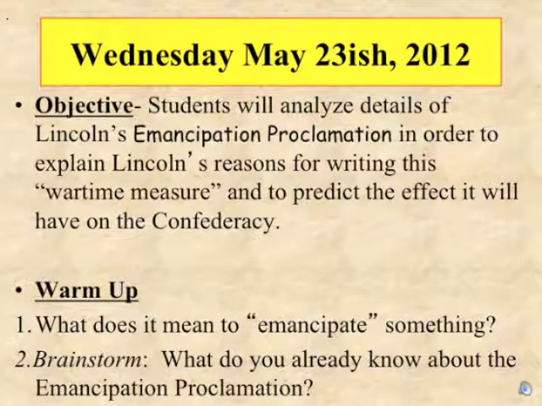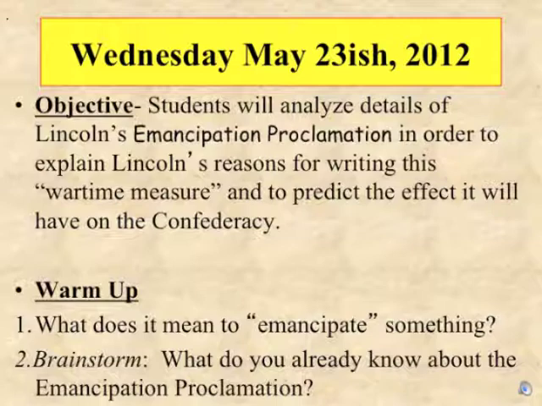Alright class, this is our second flipped classroom assignment. We're looking at Wednesday, May 23rd-ish, 2012. Let's take a look at our objective. Students will analyze details of Lincoln's Emancipation Proclamation in order to explain Lincoln's reasons for writing this wartime measure and to predict the effect it will have on the Confederacy.